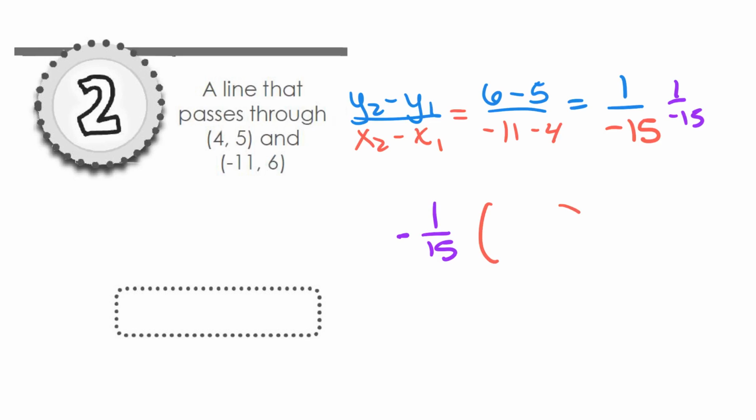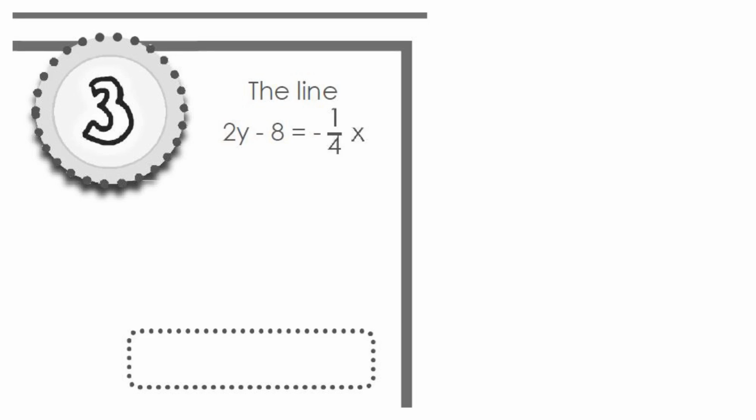And then I can use either coordinate point, but you have to use the same coordinate point, the same x and the same y. You can't just mix up. You can't do 4 in the one and 6 in another. So I'm going to do y minus 5 is equal to negative 1 over 15 times x minus 4 as my equation.